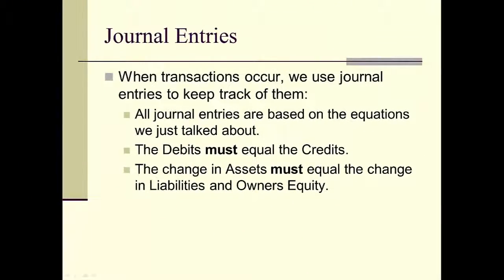Anytime a transaction occurs, we use a journal entry to keep track of those transactions. We keep track of the amounts, we keep track of who's affected, the lenders or the equity holders, and we keep track of how the assets are affected. And we make sure every time we do a journal entry that both of our accounting equations stay in balance. Debits are equal to credits, and the change in assets equals the change in liabilities or equity. So we make sure that that happens every single time.